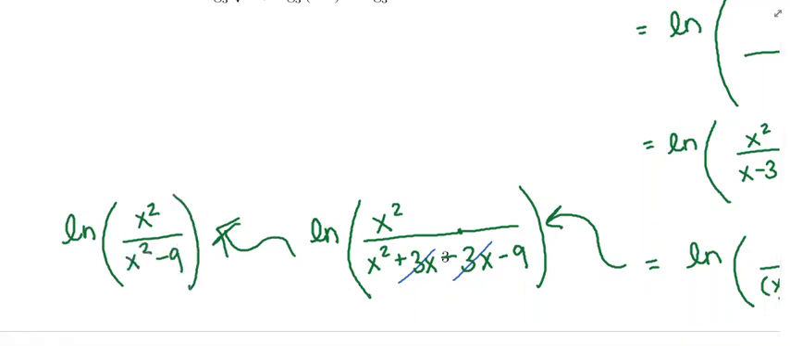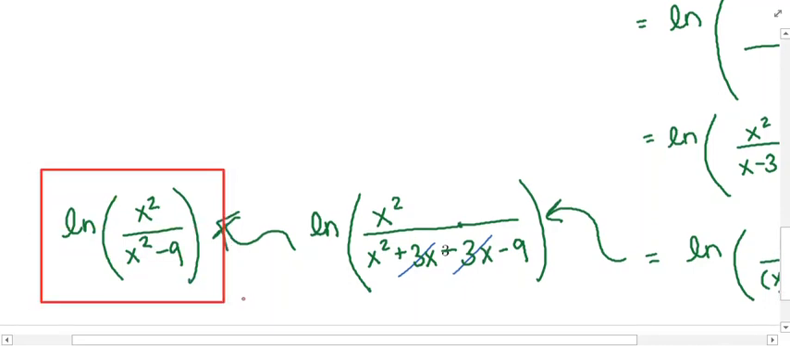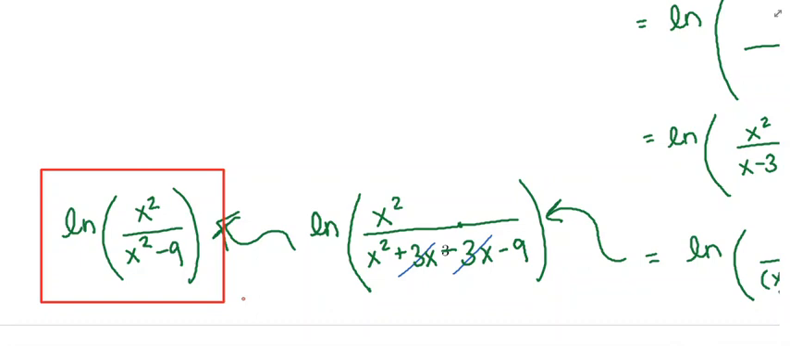That's not as complicated as what we started with. So here is your final answer. We have condensed the 3 natural logarithms into one base e logarithm.